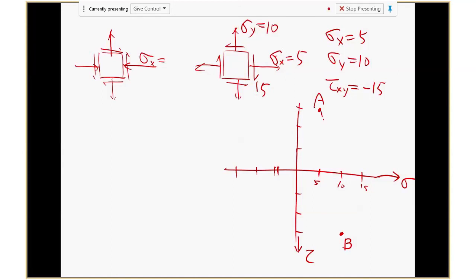So connect A and B. Oh, sorry. I don't know how to erase it, so sorry, I just have to leave it on there. I guess this line won't show up in your notebook, right? All right, so A and B. Now we can draw the circle. Okay, so let's try it. Circle.